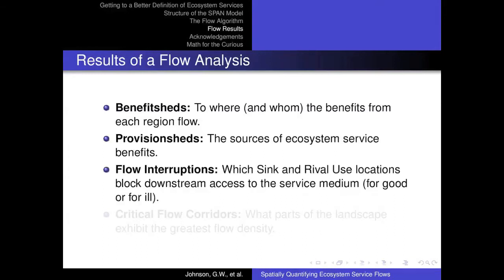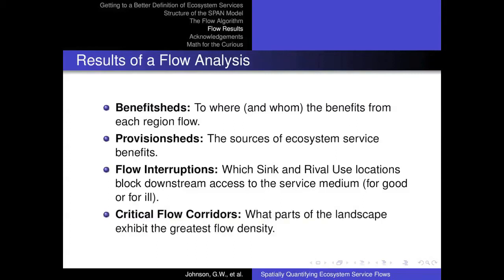Flow interruptions, these are your sinks and rival users. So the things that get in the way of the medium getting to me, for good or for ill, right? That might be good when it's a bad thing flowing, in which case I assign value to the sinks. Those are the things that provide the ecosystem service for regulating benefit. But I want to know who's up there blocking that stuff from getting to me? Who's protecting me? What landscapes are protecting me? And which rival users am I competing with? If you need to think about issues of water rights and whatnot, for example.